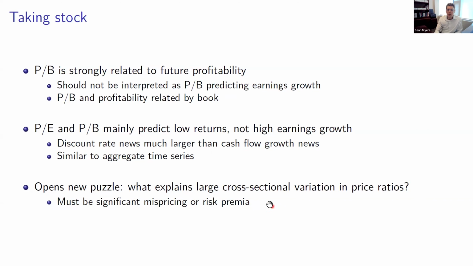Now, this opens a big question, which is, if it's not future earnings growth, what is explaining all of this cross-sectional variation in price ratios? So why do some firms trade at 70 times earnings while other firms trade at only 10 times earnings? Our results indicate that it needs to be either substantial mispricing or risk premia.